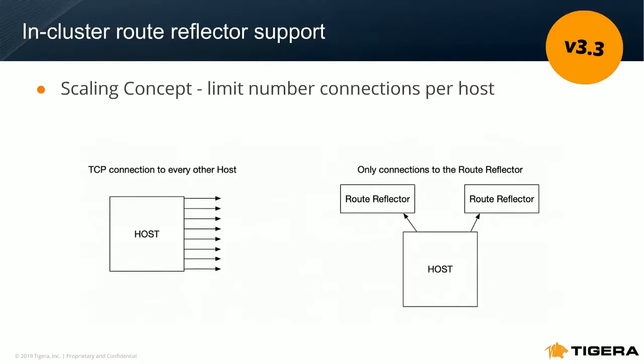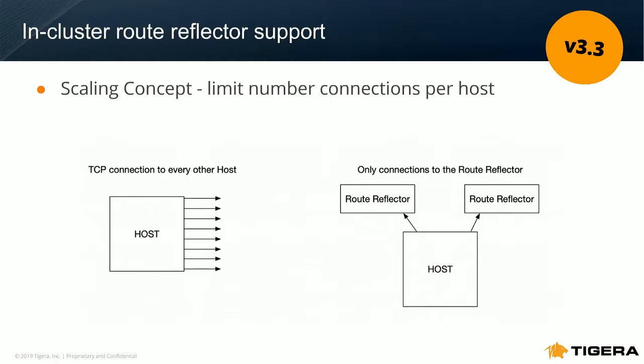The first one we want to talk about is in-cluster route reflector support. And this is really a scaling concept. If you were to just deploy Calico on your cluster, you would have what we call a full BGP mesh: every host has a TCP connection to every other host. Remember, Bird has to propagate the routes to every other host. So if you have a 100-node cluster, on any given host you're going to have 99 TCP connections reaching out to every other host.